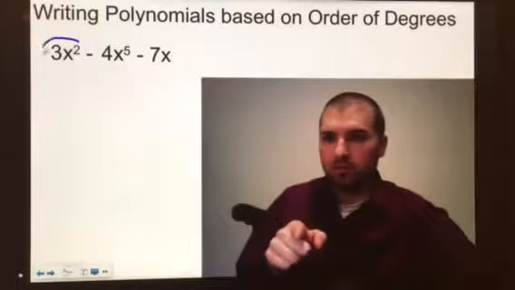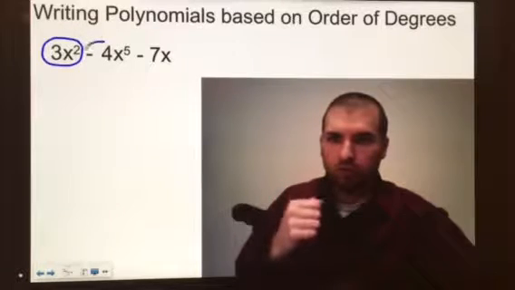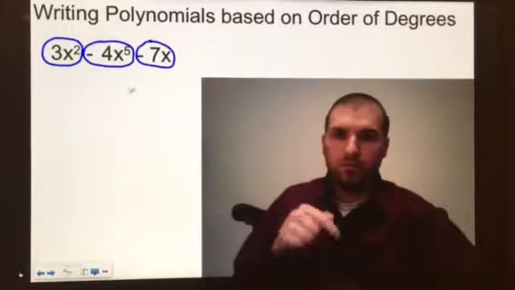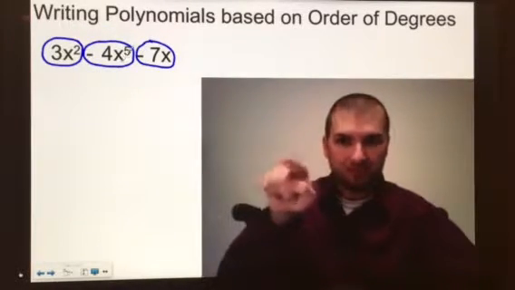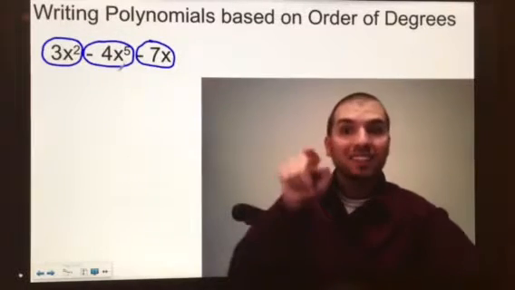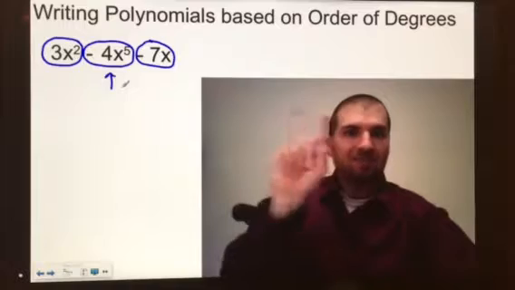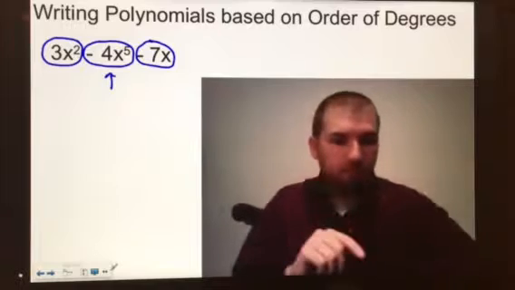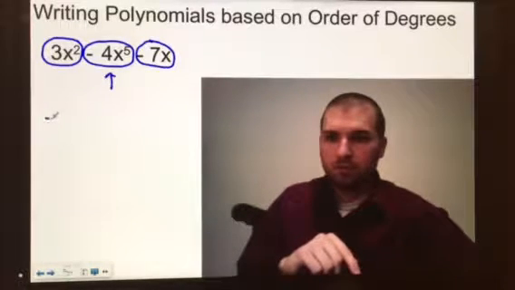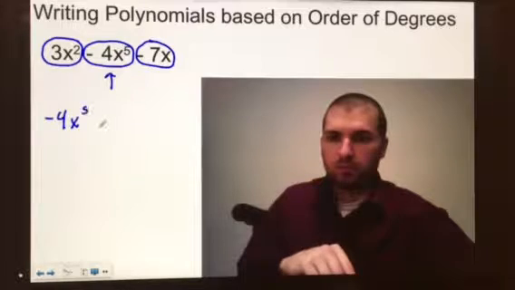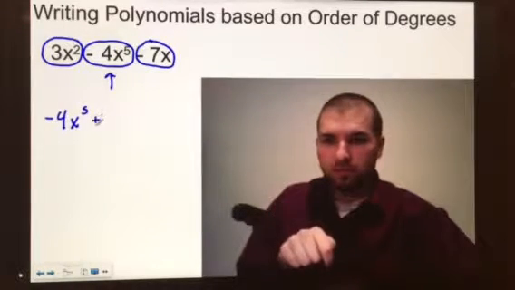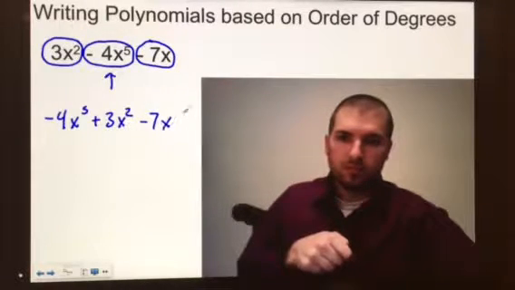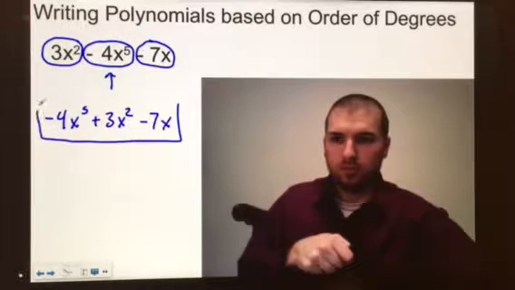So we'll look at this equation right here and break this up into 3 separate variables. 3x to the second, negative 4x to the fifth, and negative 7x. We see here that there is a 5, a 2, and a 1 as exponents. And we will rearrange these in the correct order, starting with the highest, which would be negative 4x to the fifth. Next would be 3x to the second, and finally negative 7x. And that would be your final answer.